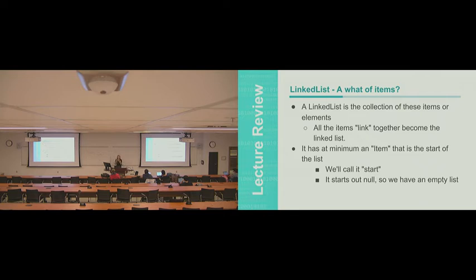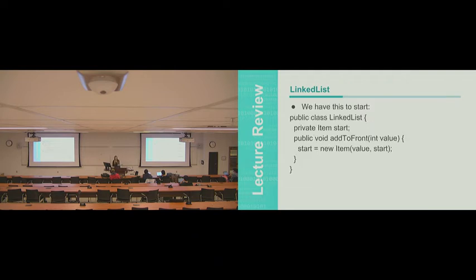So self-explanatory names are cool. So we'll call it start. And when it starts out null, we have an empty list. So we'll initially have this to start. So we'll have the item start, and then we can have something like add to front, where start is equal to new item, and then value start.